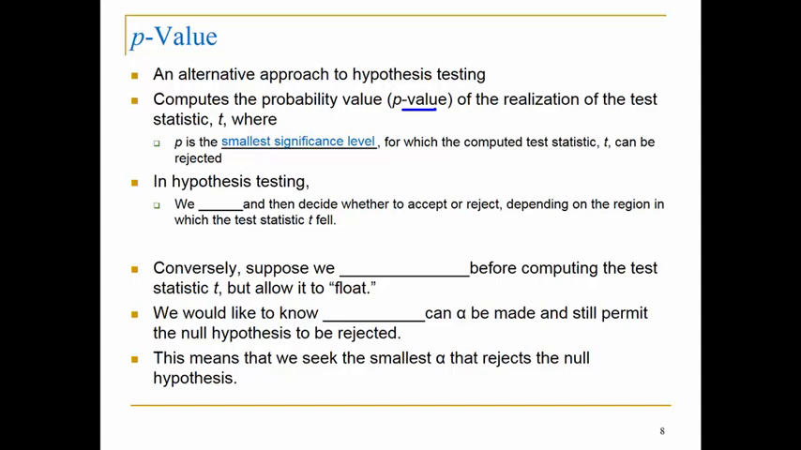So in hypothesis testing, we fix alpha and then decide whether to accept or reject depending on the region in which the test statistic fell. Conversely, suppose we do not fix this alpha value before computing the test statistic, but we allow it to float. We would like to know how small this alpha can be made and still permit the null hypothesis to be rejected. This means that we seek the smallest alpha that rejects a null hypothesis. Okay, then as I mentioned, this is an alternative approach to hypothesis testing.